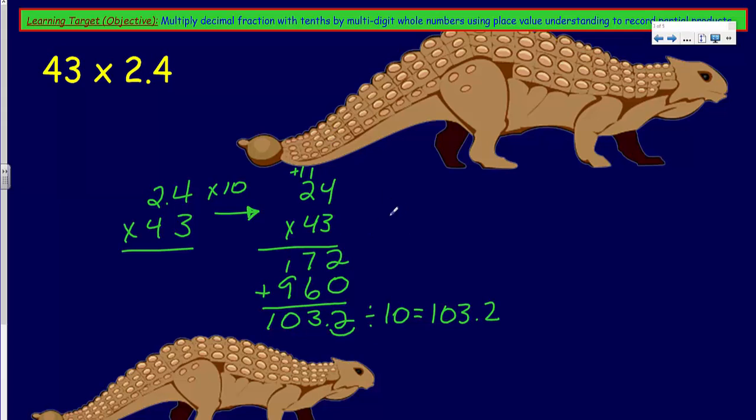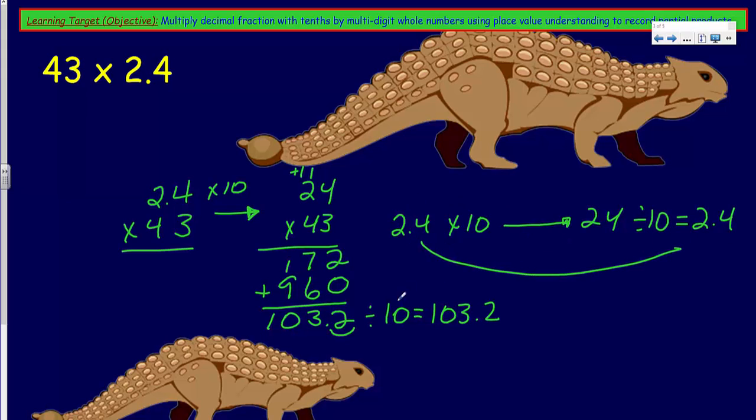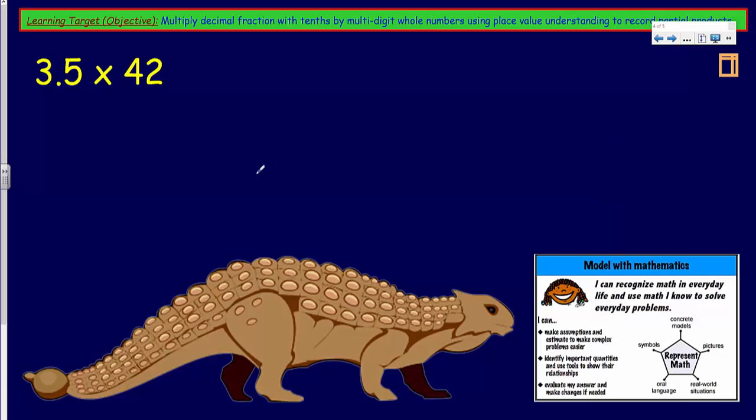So one key thing that we definitely learned here is that if you take any number like 2.4 and multiply it by 10, you end up with 24, but when we reverse that process and divide by 10, it brings us back to 2.4. The key thing to learn is that we know what we're doing with that decimal point. All right, let's go to the next page. Cool. So now we have another problem. We have 3 and 5 tenths, 3.5 times 42.